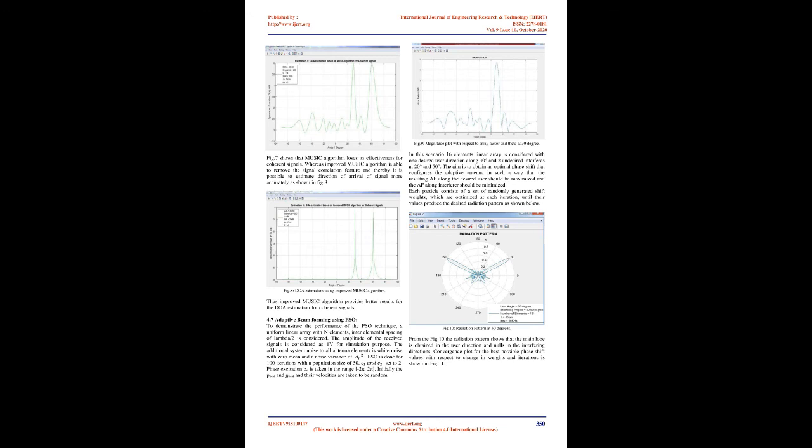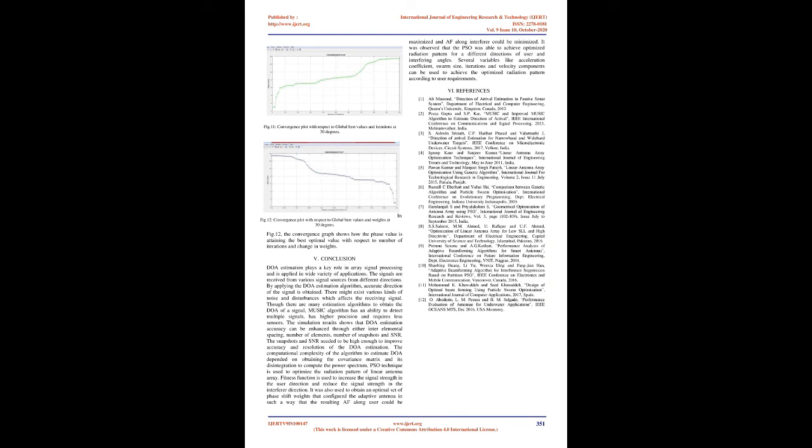In this scenario, a 16-element linear array is considered with one desired user direction along 30 degrees and two undesired interferers at 20 degrees and 50 degrees. The aim is to obtain an optimal phase shift that configures the adaptive antenna in such a way that the resulting AF along the desired user is maximized and the AF along the interferers is minimized. Each particle consists of a set of randomly generated phase shift weights, which are optimized at each iteration, until their values produce the desired radiation pattern as shown below.